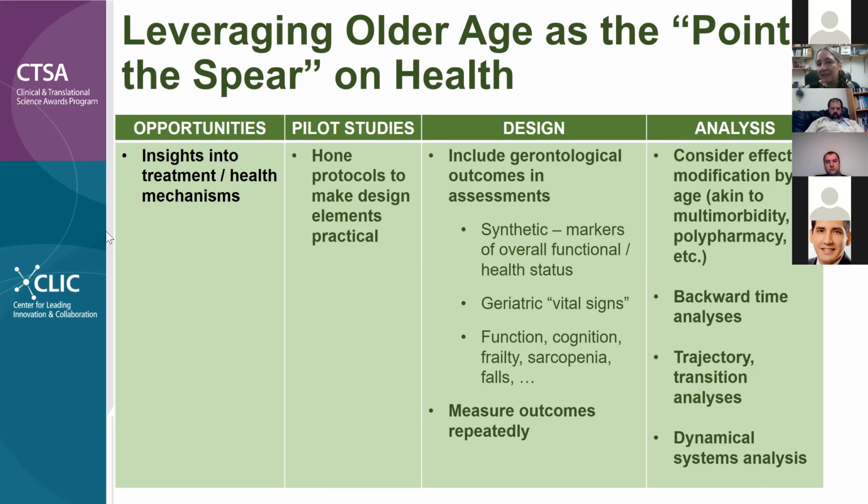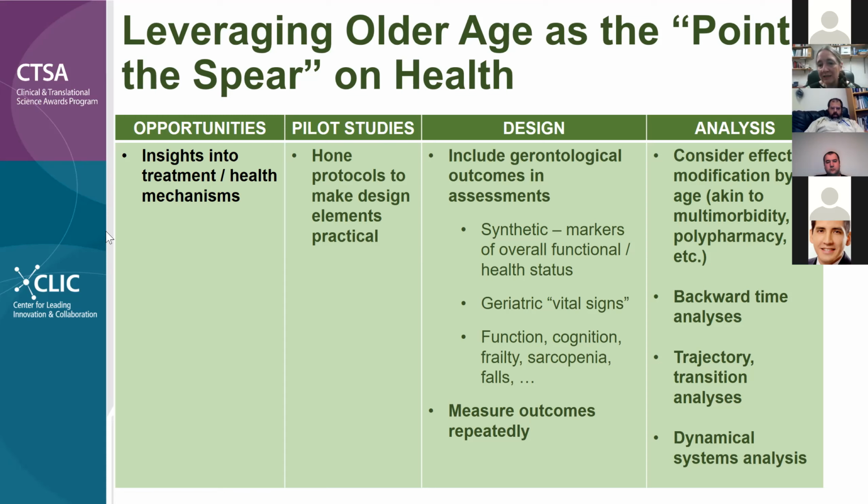And so then analysis, effect modification by age often does have the potential to lend insight into mechanisms by which treatments may gain or lose effectiveness. Backward time analyses may be underutilized. They're utilized to great effect in studies on cognition, for example, with the onset of dementia being an index time, and then using that essentially as an anchor by which to conduct analyses predicting determinants backwards can be a very valid way to go about things.